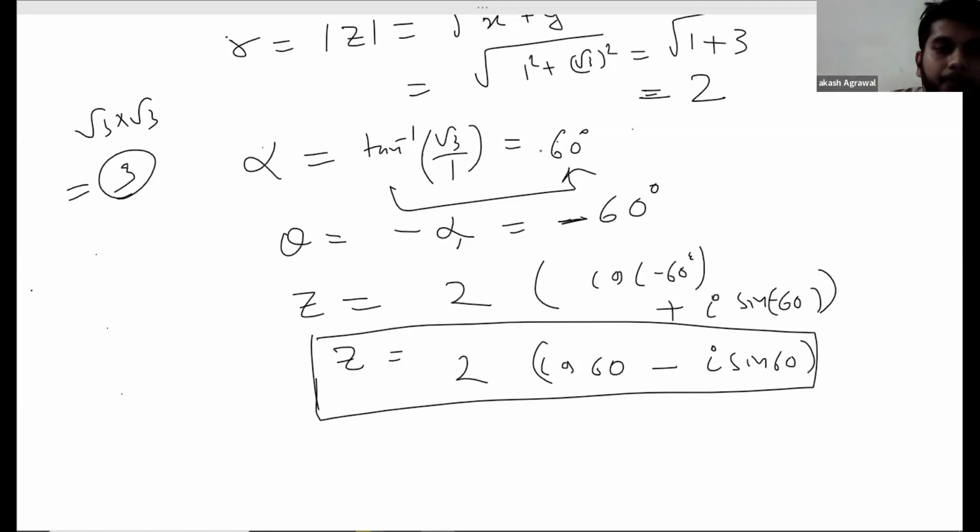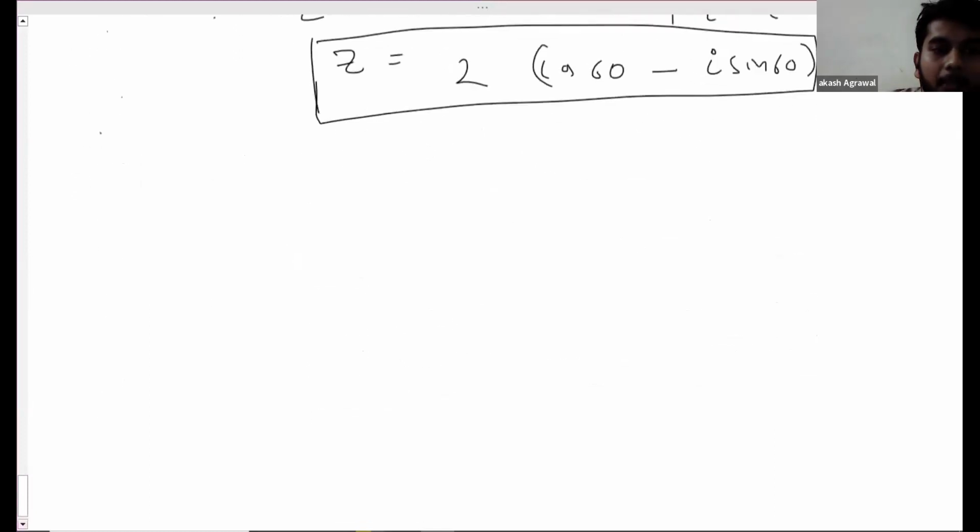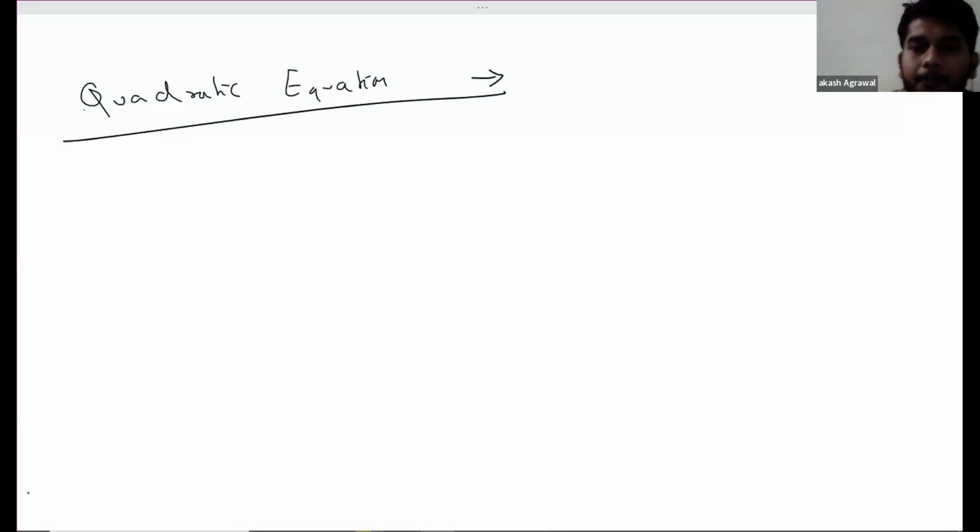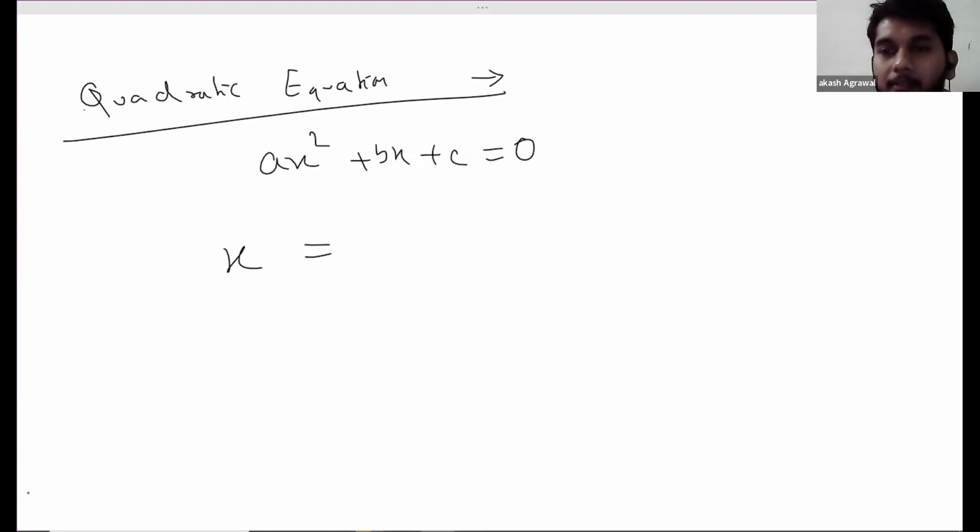Okay then, so complex numbers is finished for us. Next is a small topic, quadratic equation, a class 10 topic. Yes everyone? Yes. Quadratic equation looks like this. And who can tell me the quadratic formula? That big formula you must have memorized.